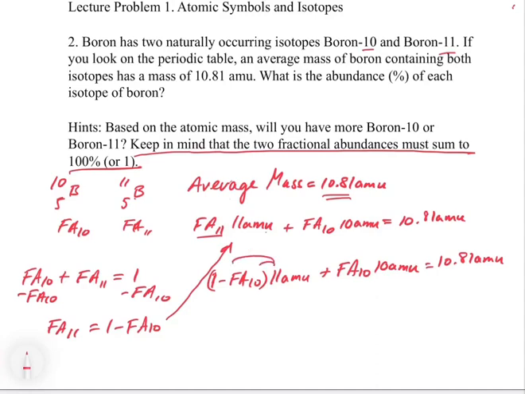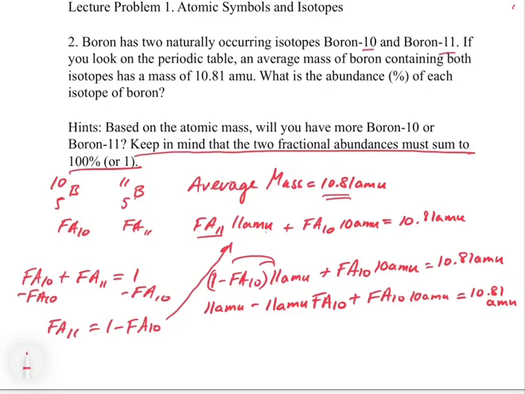So the first thing we have to do is some distributing. We're going to distribute the 11 AMUs in. So 11 AMUs times 1 is 11 AMU. We're going to get minus 11 AMUs times the fractional abundance of 10, plus the fractional abundance of 10 times 10 AMUs. And that's going to equal 10.81 AMUs.